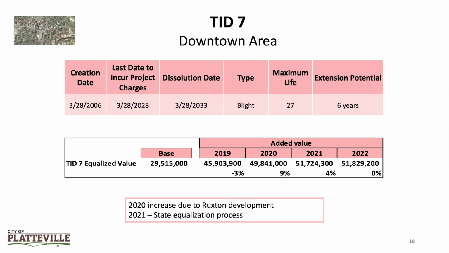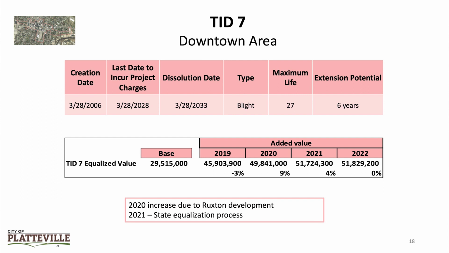So the TIF 7 was also created in 2006. The last date to incur project charges in TIF 7 is 2028. The dissolution date is 2033. And right now we're on track to be able to close in 2033 without a deficit. The maximum life on this TIF district is 27 years, and it does have extension potential as the other TIFs do.